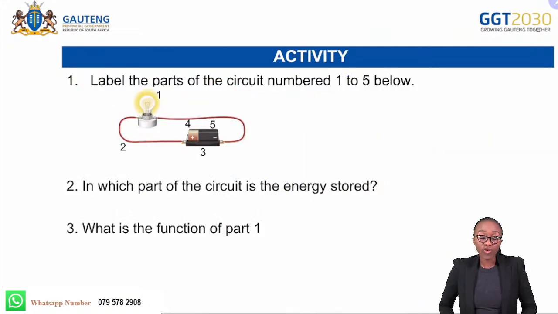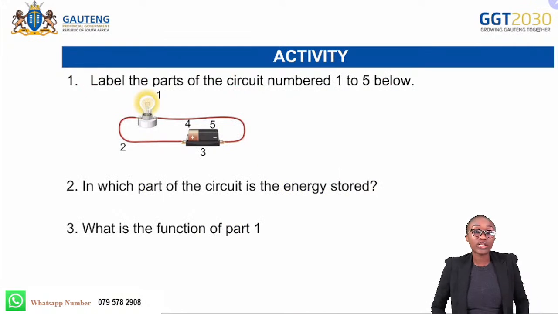So now we're going to move on to our first activity. We've done the baseline activity, so this activity is based on what we've just learned today. The first question is, label the parts of the circuit numbered 1 to 5 below. Then number 2 reads, in which part of the circuit is the energy stored? And number 3, what is the function of part 1? I'm going to give you 5 minutes to answer these questions, and then after 5 minutes we will do the solutions together.